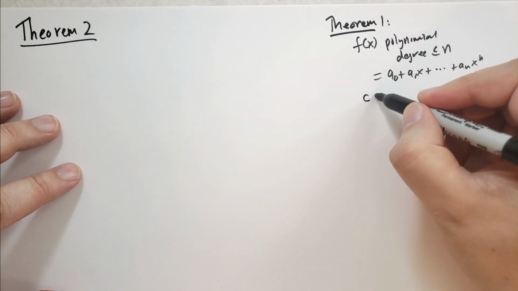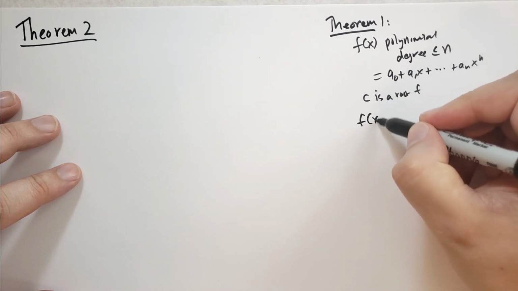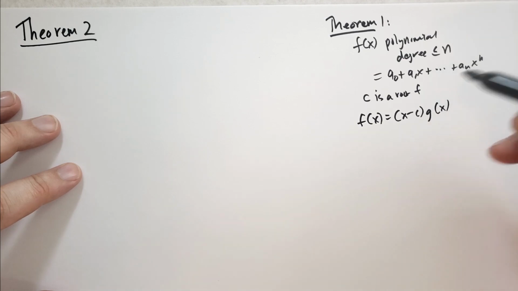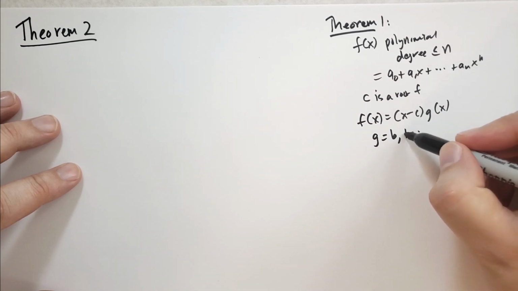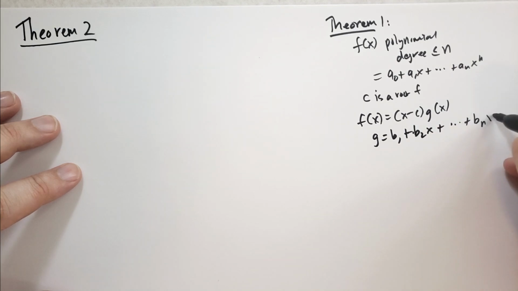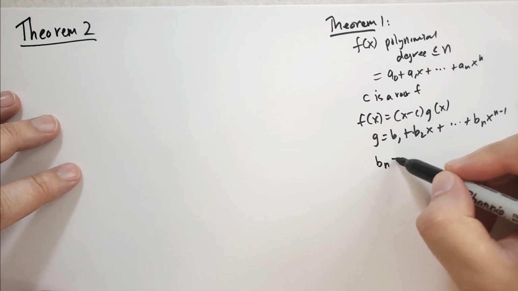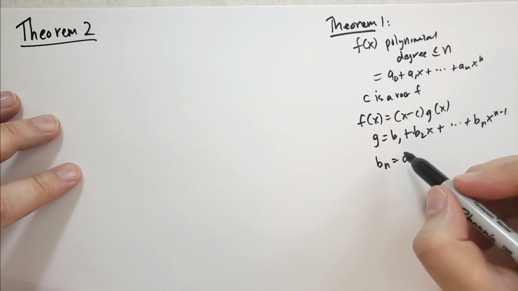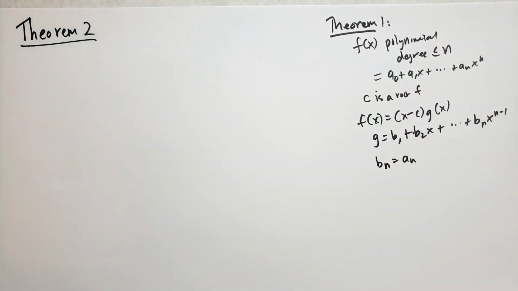And we found that if c is a root of f, then f of x can be rewritten as x minus c times g of x, where g is equal to b1 plus b2 x plus dot dot dot up to b n x to the n minus 1. And we also found, as a side note, that b n is equal to a n. So that last term has the same coefficient in both of these. Note that we start at b1, not at b0. Okay, so that was the result of theorem 1.